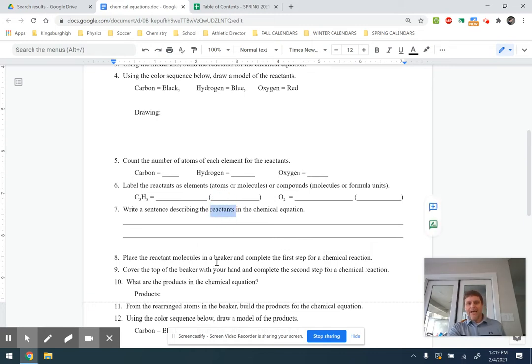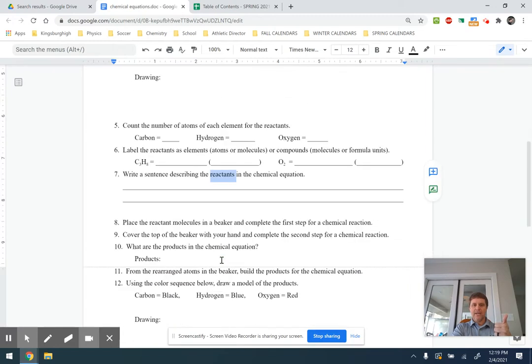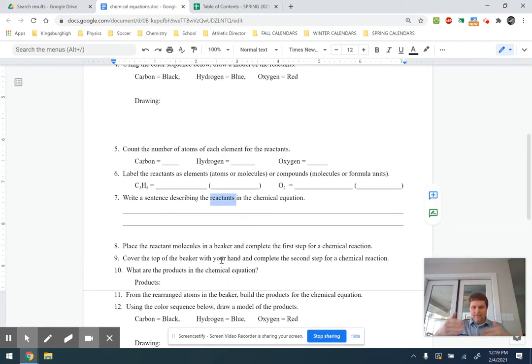Then it says place the reactant molecules in a beaker and complete the first step of a chemical reaction. You don't need to use a beaker. You can take the top of your model kit and flip it upside down and just do it in the top lid of your model kit. And what does it mean? Well, step 1 during a chemical reaction, the original chemical bonds are broken. So you're going to take the models that you put together in the lid, pull the atoms apart, and allow those atoms to rearrange in that lid of the model kit.